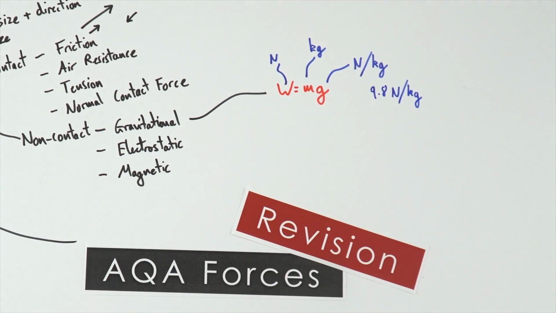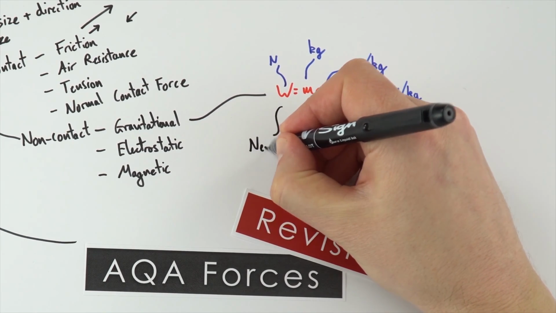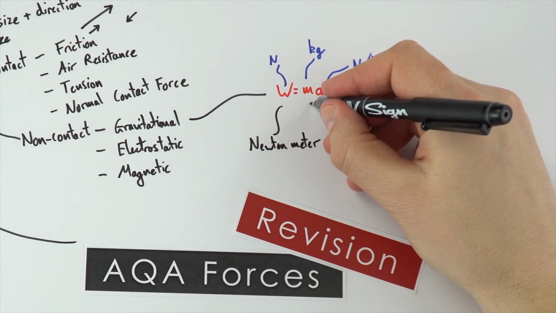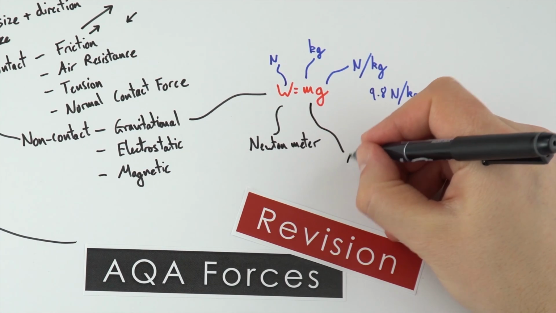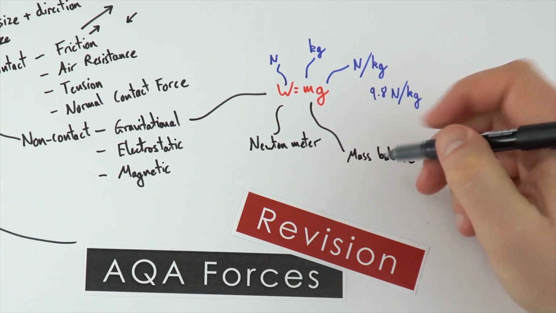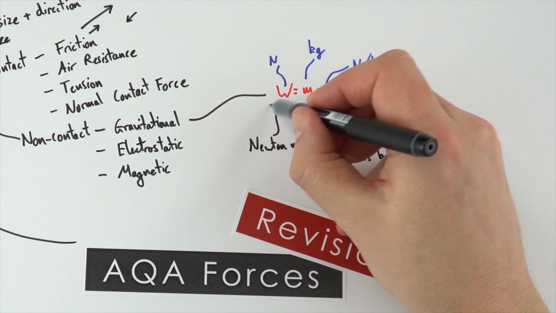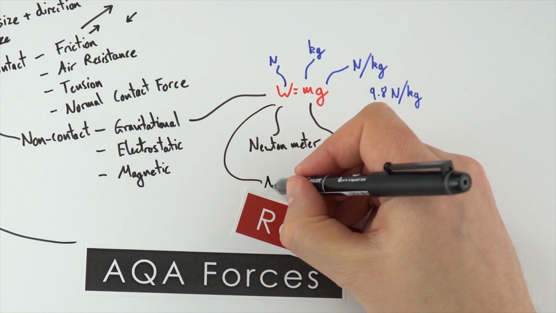Now, in order to actually measure the weight of an object, what we can use is a Newton meter. Whereas I suppose, strictly speaking, if you want to look at the mass of an object, we should use a mass balance. And that would then give you a value, often in grams or kilograms. And you've got to remember as well that the weight of an object acts at the centre of mass.